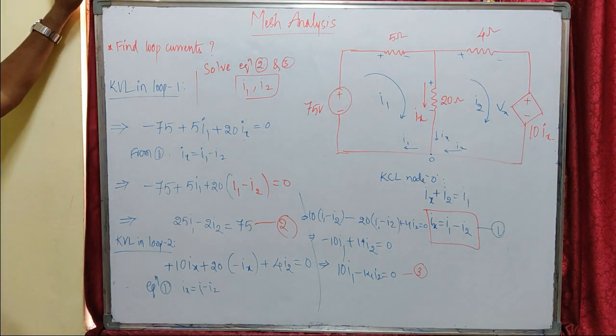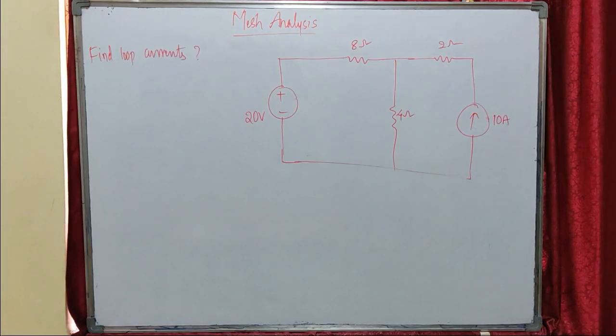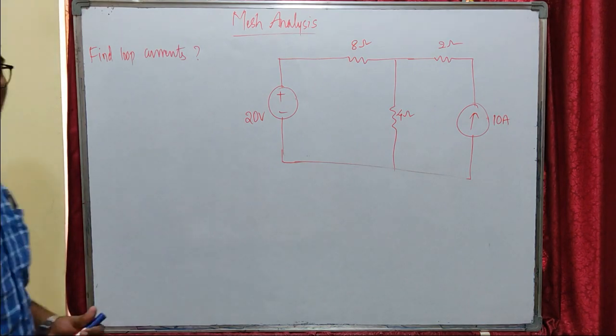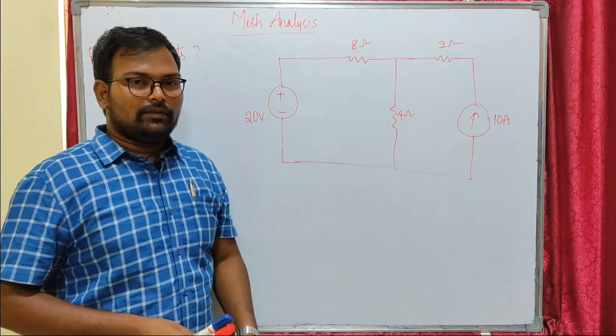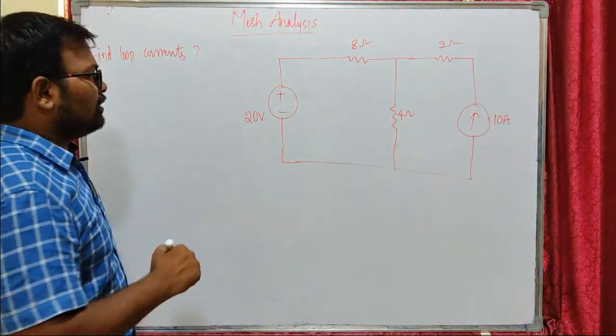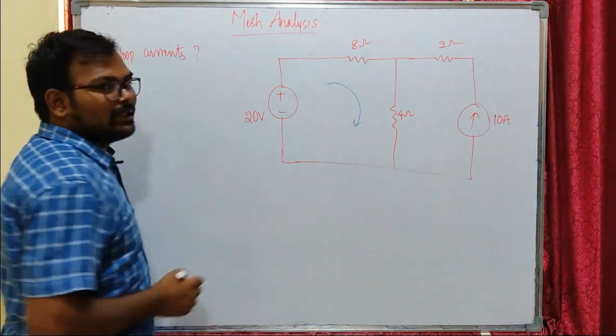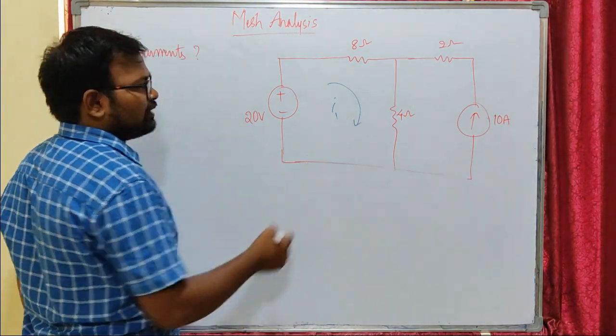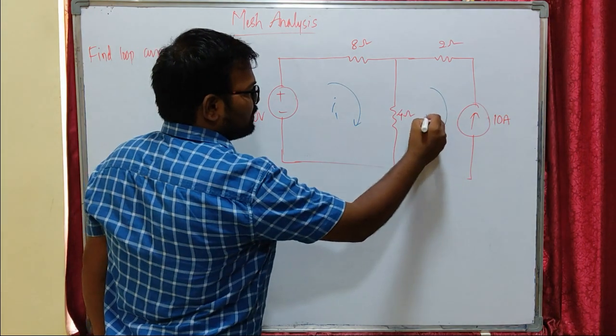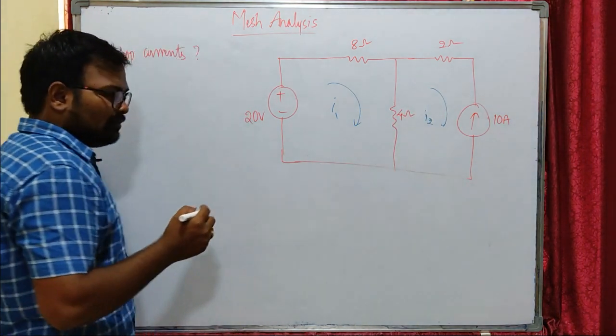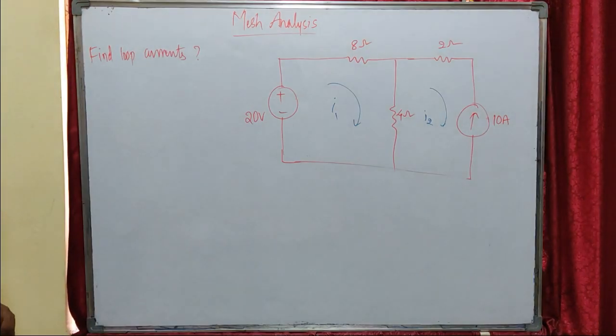So this is about dependent voltage sources in mesh analysis. Now let us try to find loop currents in this circuit. Here we have two loops, so we will be getting two equations. First step is let us assume the current directions. This is our first loop current I1 and this is our second loop current I2. This is a little bit interesting, so please stay focused.